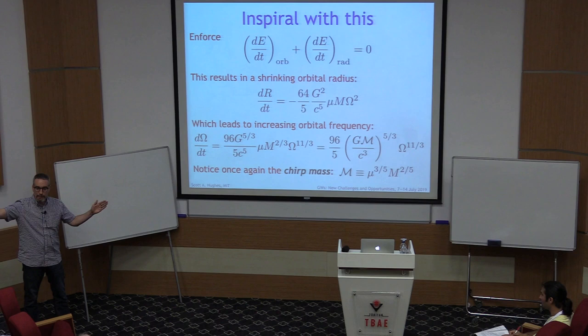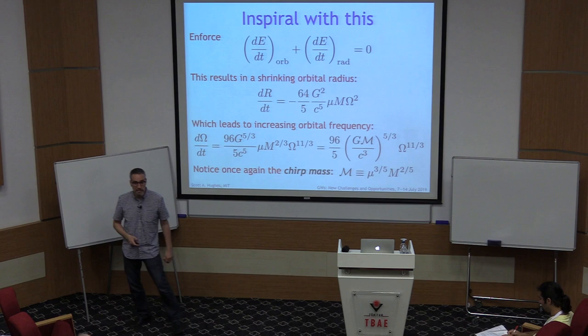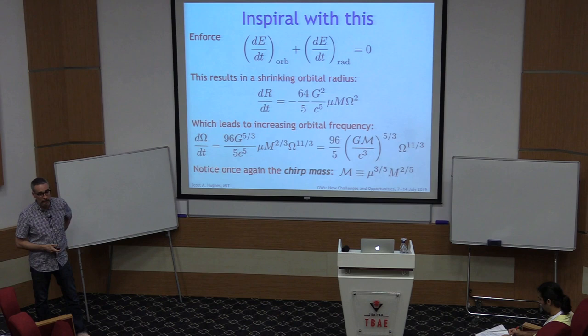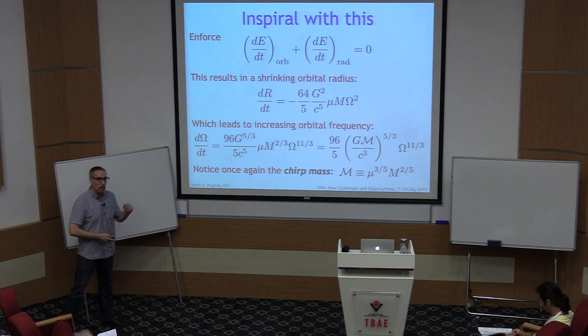That's basically telling me that, let's say I go from 100 hertz to 200 hertz. The frequency has doubled, and so the rate of change of frequency has gone up by a factor of 2 to the 11/3, which is something like a factor of 14 or 15. So as this thing gets closer and closer, and as the frequencies get higher and higher, the rate of increase gets faster and faster and faster. And the only dimensionful quantity that relates the two of them is this factor that involves the mass of the system, the so-called chirp mass.